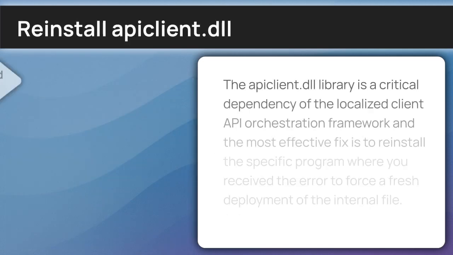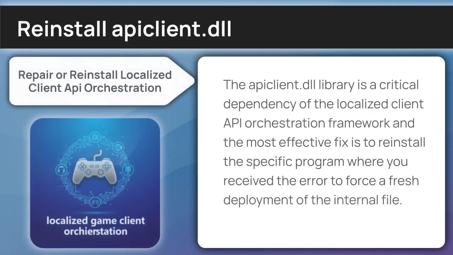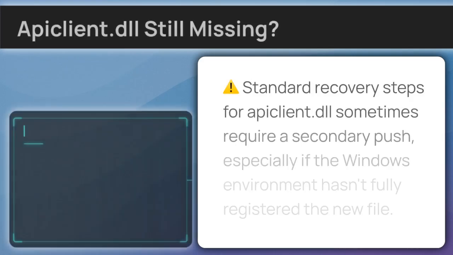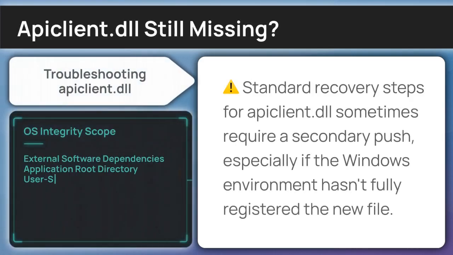The API Client Library DLL library is a critical dependency of the Localized Client API orchestration framework, and the most effective fix is to reinstall the specific program where you received the error to force a fresh deployment of the internal file. If no luck was had with the redistributable package, we will escalate the fix by performing a targeted reset of the system state.